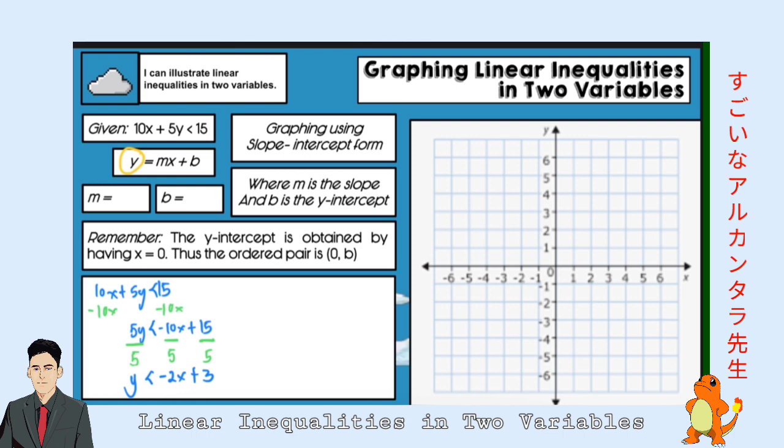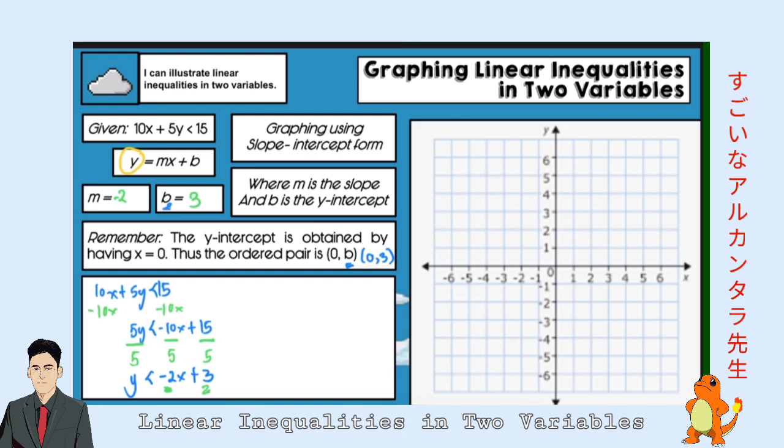Never mind the symbol. So this implies that your slope is negative 2, and then your b is 3. Now, what particular part do you have to remember here? There's a certain note there that remember that the y-intercept is obtained by having x equal to 0, meaning to say your ordered pair will be represented as (0, b). Meaning, in this example, your y-intercept could be found at (0, 3), since your b, again, is equal to 3.